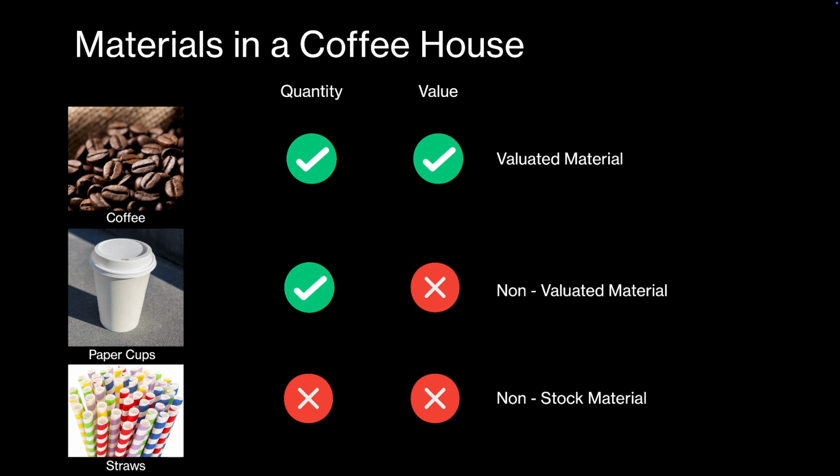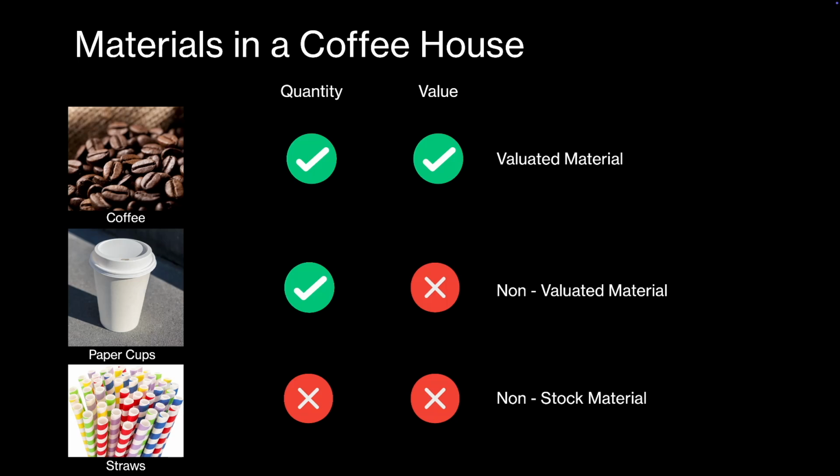Okay, so now you understand that a valuated material is a material for which you are going to track the quantity and the value both. A non-valuated material is a material for which you are going to track the quantity, but you are not going to track the value. And a non-stock material is a material where you are not going to track the quantity and the value both. In other terms, when you are doing the goods receipt of these kinds of material, then for a valuated material, the quantity and the value will be updated in the system.